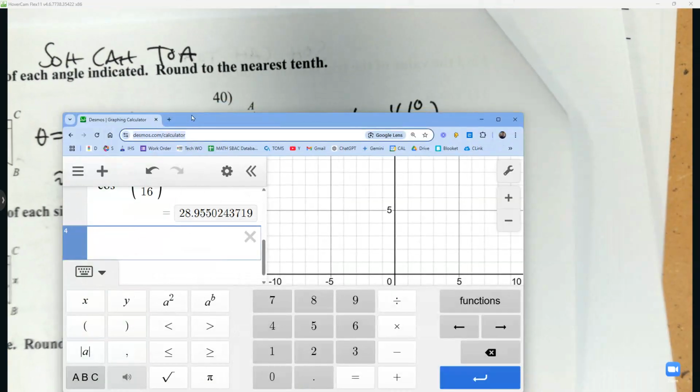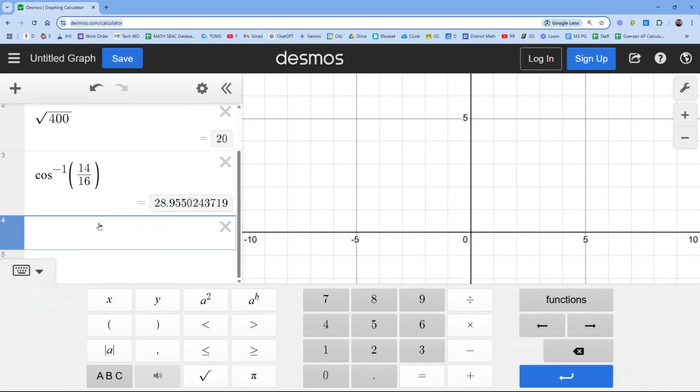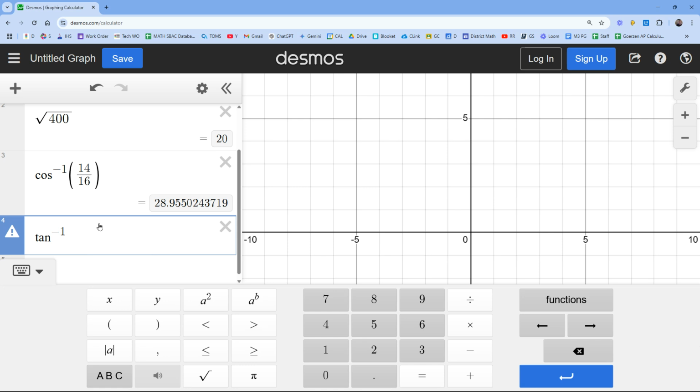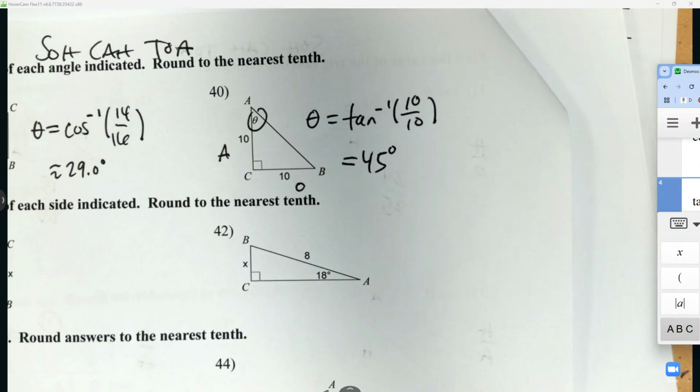So we're going to go inverse tangent. So I'm going to go tangent, then to the exponent -1, move the cursor, and then 10 over 10, and then you have your answer. So that angle is 45 degrees. Exactly. No irrational. It's a rational answer, 45 degrees.